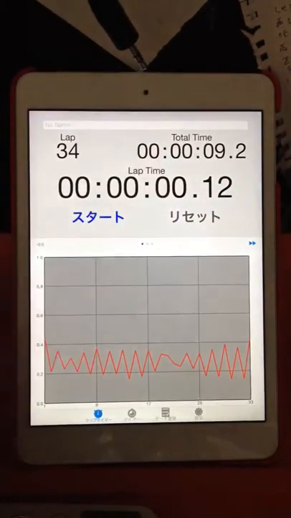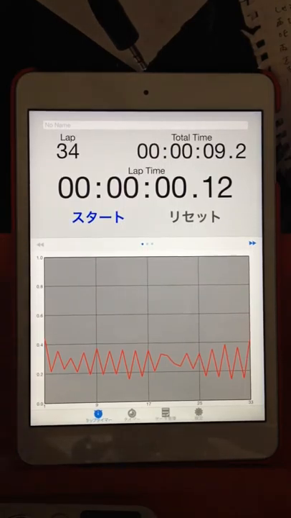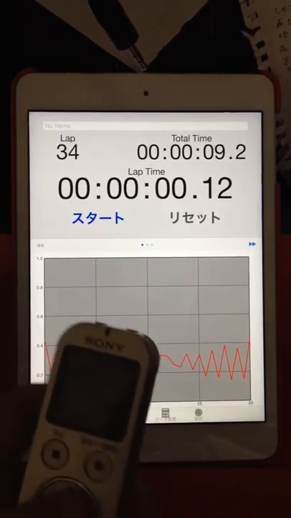Today, 9.2 seconds divided by 3-4 laps multiplied by 2 equals 54.54 seconds for 1 beat.